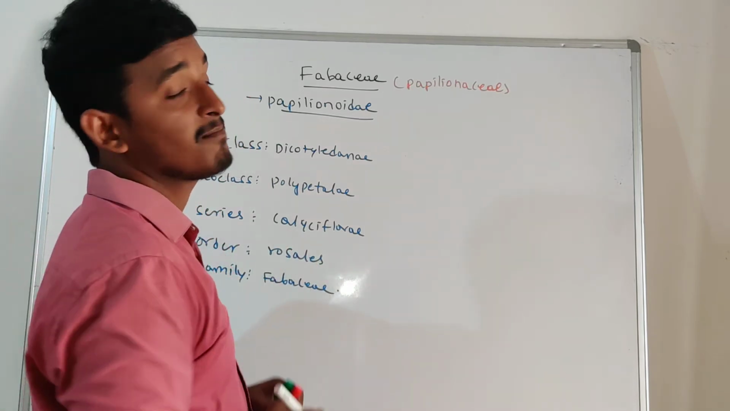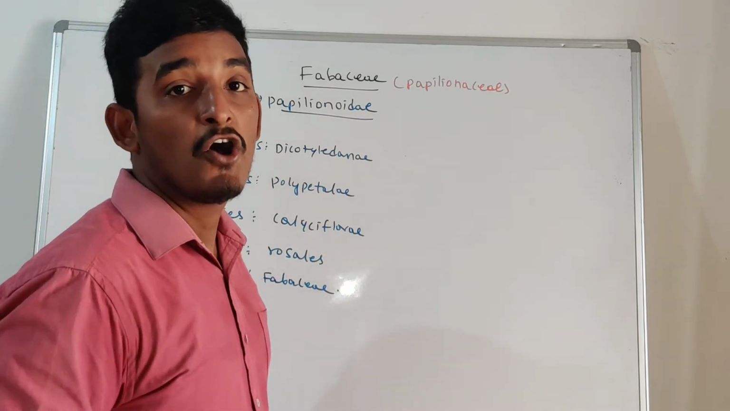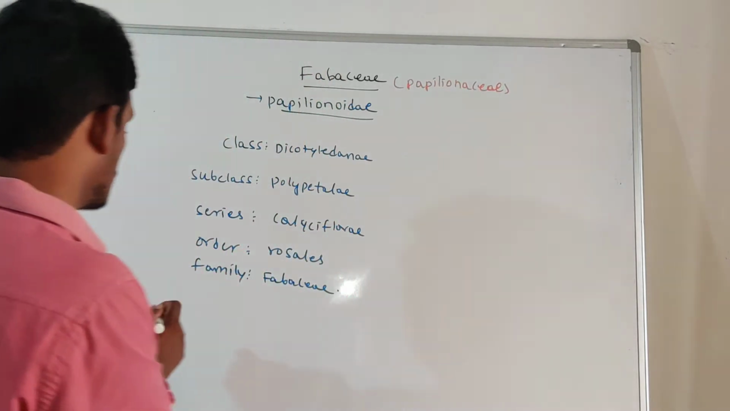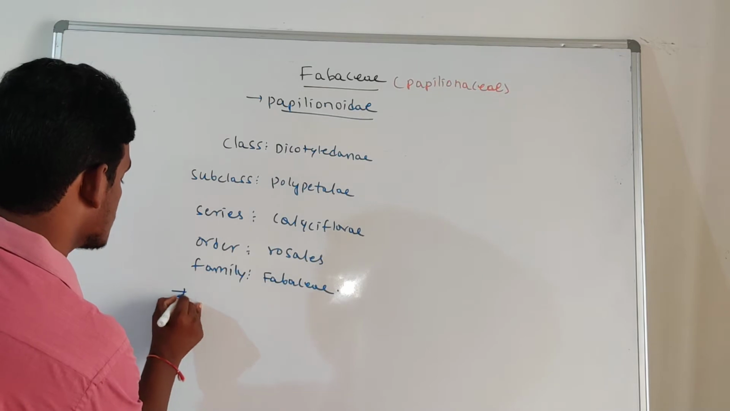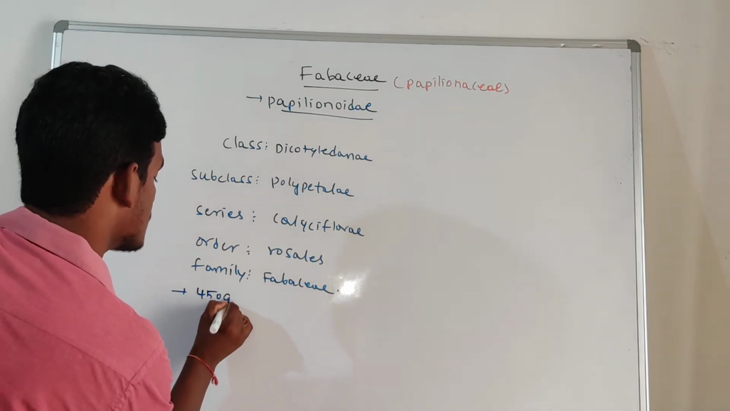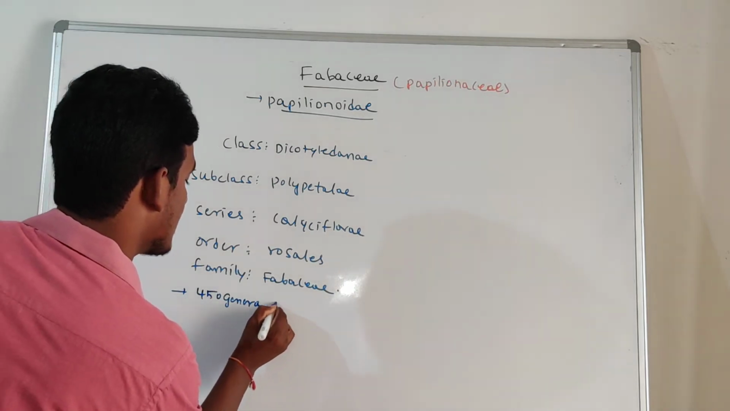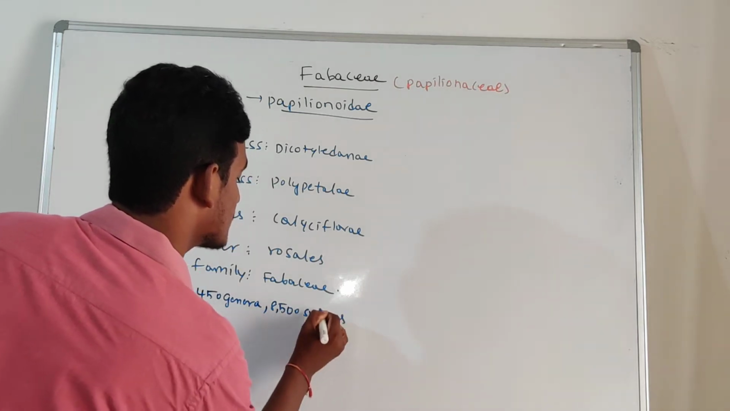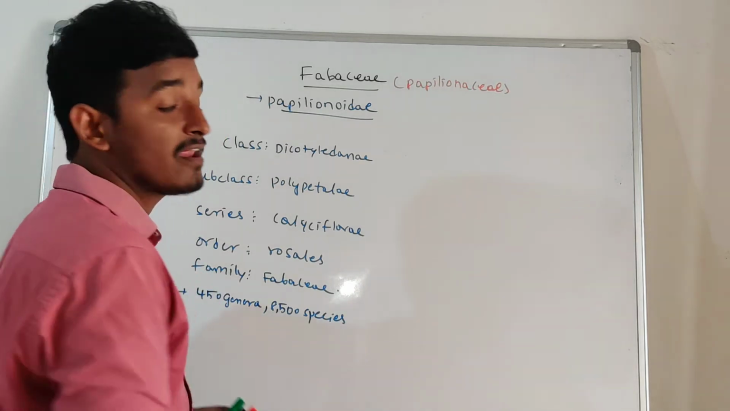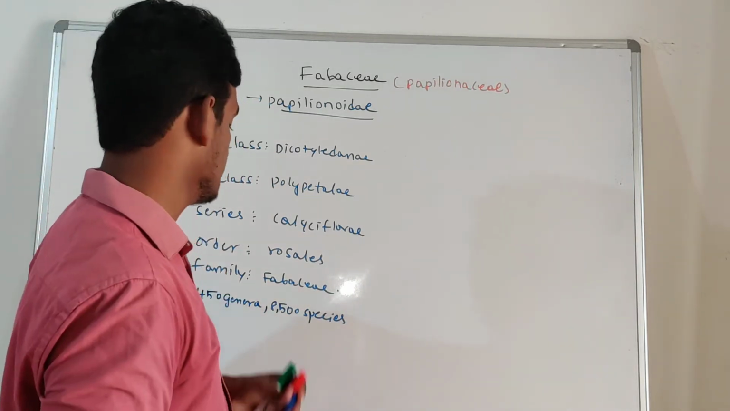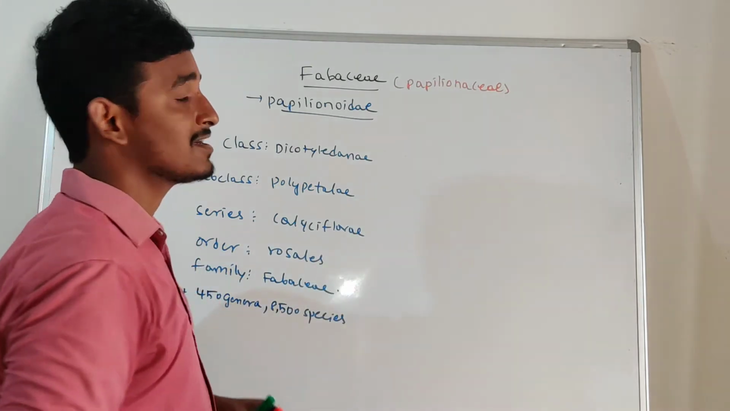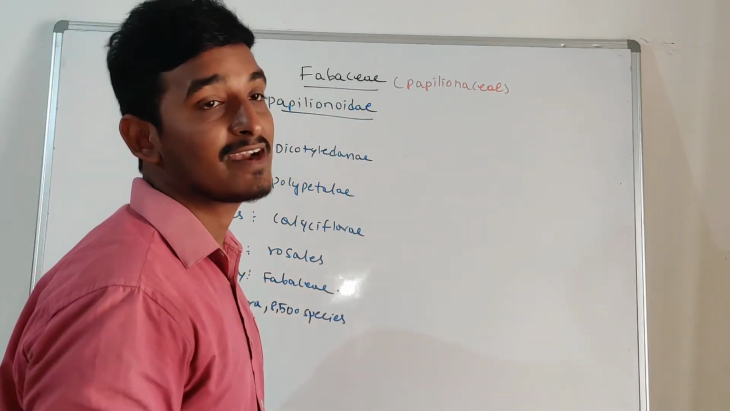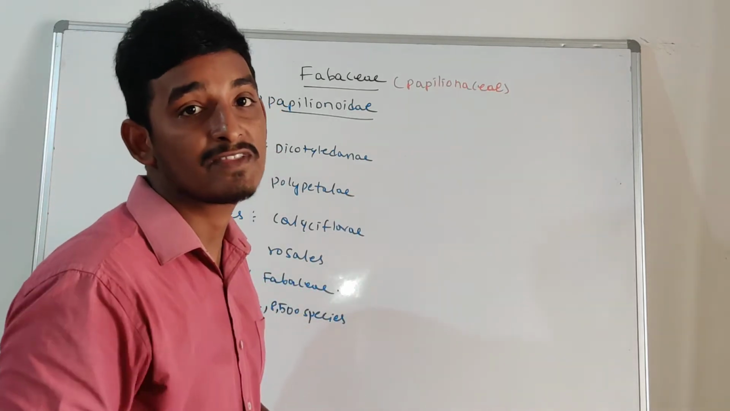The Fabaceae family consists of 450 genera and 8,500 species. So how many genera and how many species? It consists of 450 genera and 8,500 species. Later we will discuss some important plants belonging to the Fabaceae family, and then the description of that family.